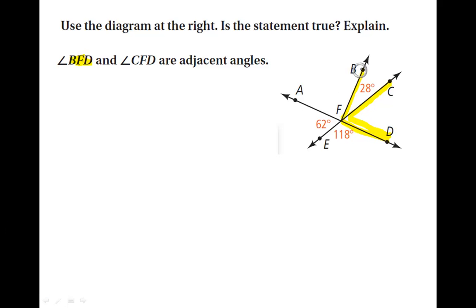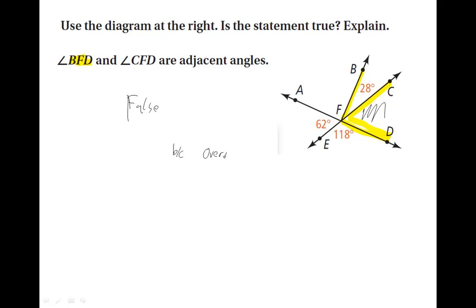So both angle BFD and CFD share all of the interior right here. Even though they share a ray and they share a vertex, they're not supposed to overlap. That's how I like to think of it. So this is false. They're not adjacent, and it's because they overlap here.